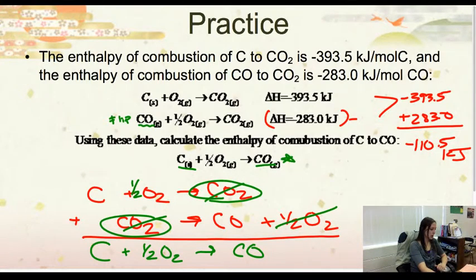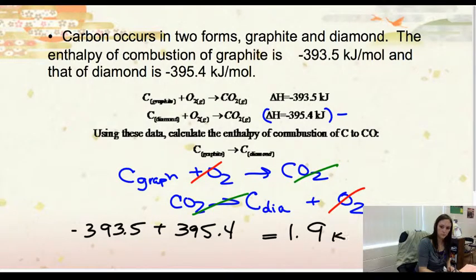Go ahead and try the next one. And you should get 1.9 kilojoules. All you had to do was flip the equation that had the diamond in it, and then you add the two together.